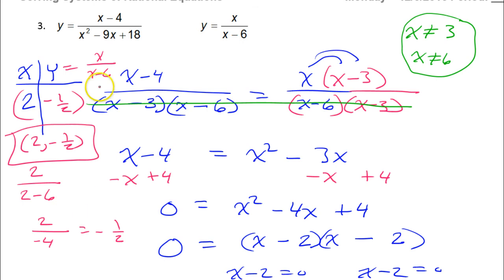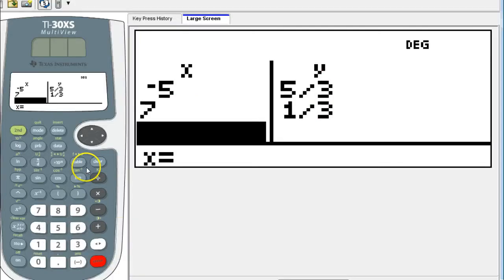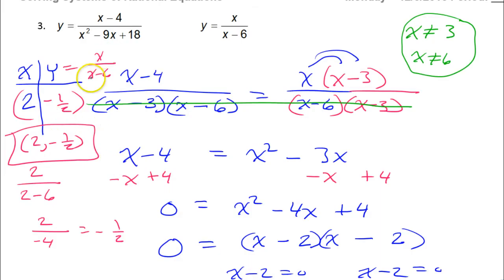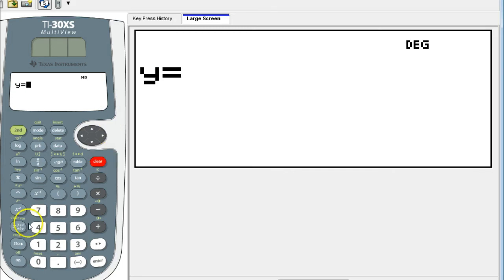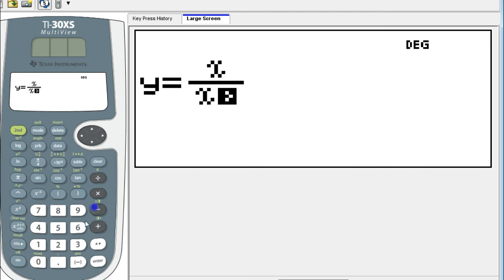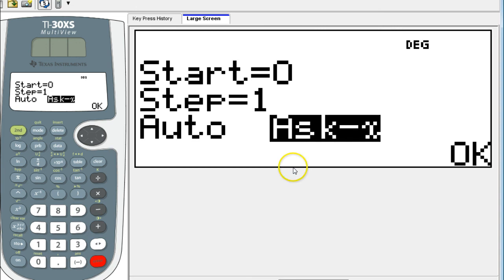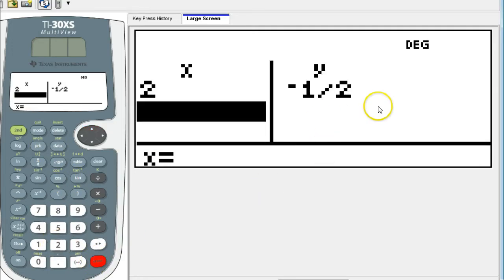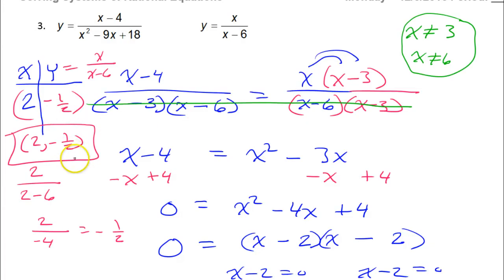By the way, you could have used a calculator if you needed to by typing in that equation of x over x minus 6, using ask x mode, and evaluate at an x value of 2. And then there's your negative 1/2 that way as well.